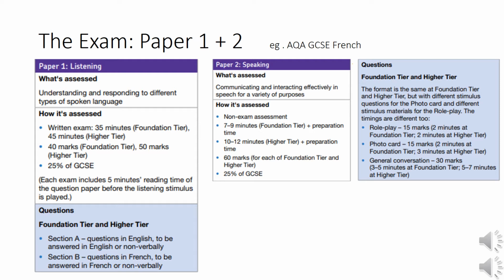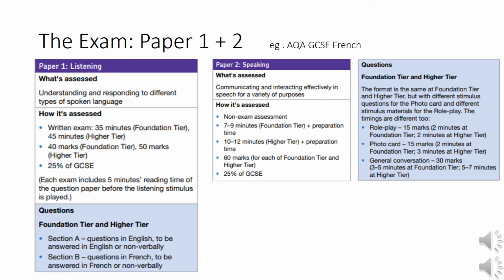The 3 sections are the same for both foundation and higher. However, with higher tier there will be different stimulus questions for the photo card and different materials for the role play, along with the timings, which also differ. The role play is worth 15 marks, and you have a total of 2 minutes to go through that in your oral exam. The photo card is worth another 15 of the 60 marks. For that you'll be given 2 minutes at foundation or 3 minutes at higher tier.